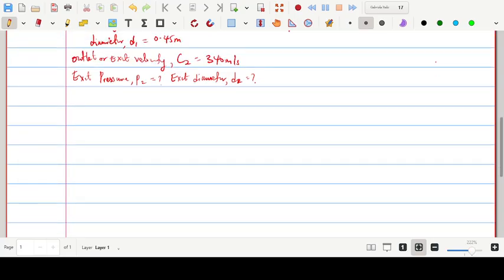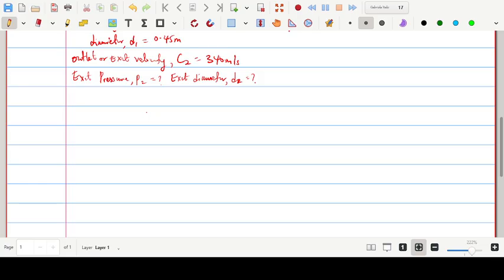Okay, we've drawn the distance. So to start with, we have to find P2 and D2, the exit pressure and the exit diameter. If you go back to our steady flow energy equation, is that taken?